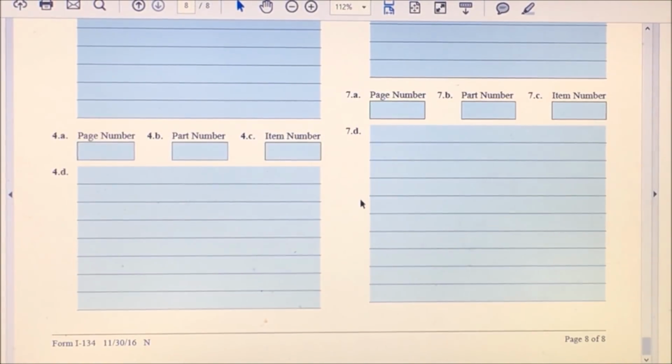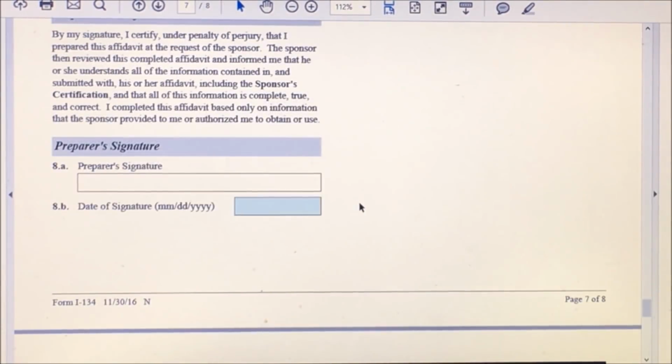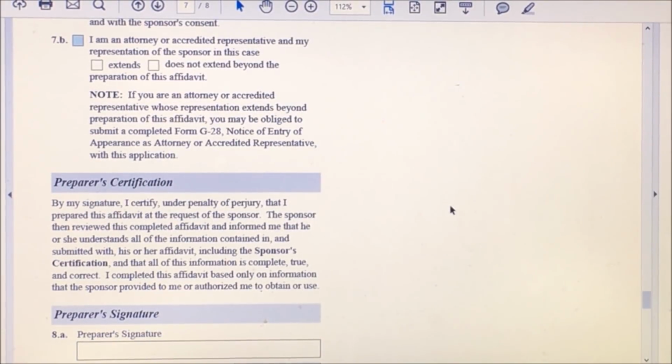Okay, then that's it. So if you have questions, clarifications, please feel free to comment on my video, and I hope I explained it well to you how to fill out the form I-134. The form I-134 is used for application for K1 fiancé visa.